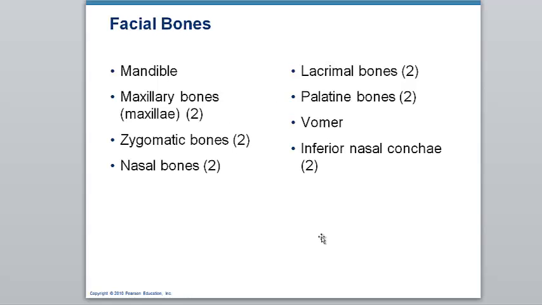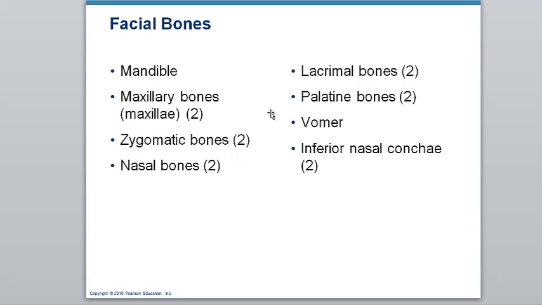You have many bones under your facial bones. You have your mandible. Mandible is the lower jaw, which is actually a fusing of two bones together, but it becomes one eventually. You have the maxillary bone, which are two, right and left. Zygomatic, two, right and left. That will be your cheekbone.